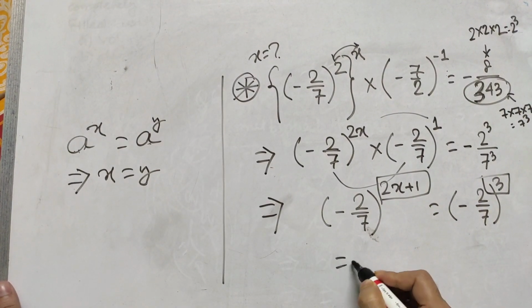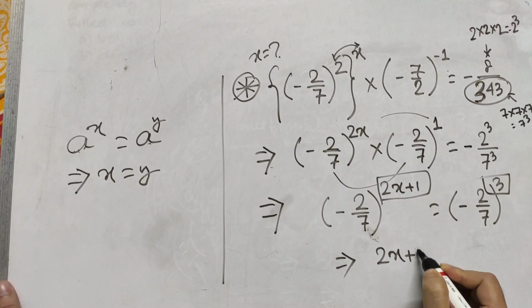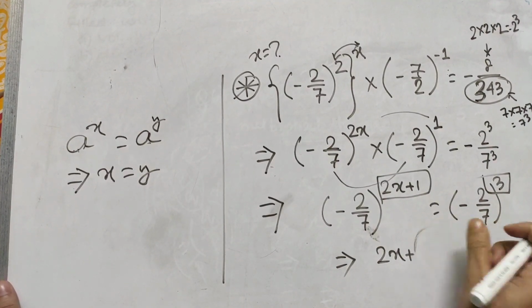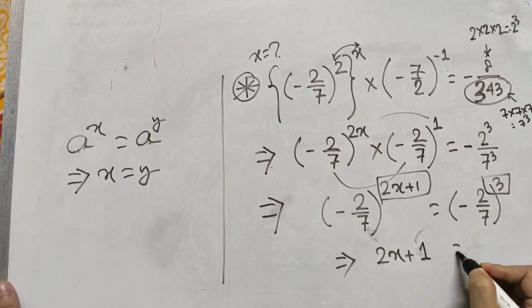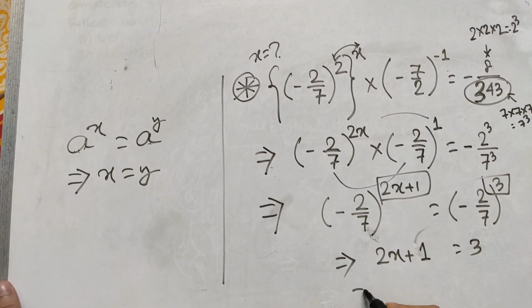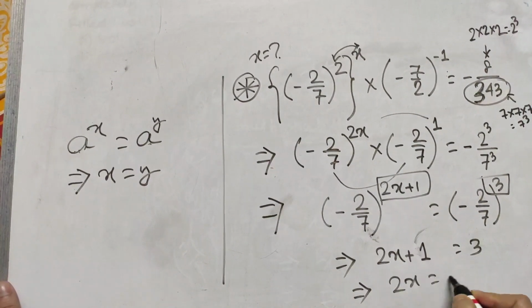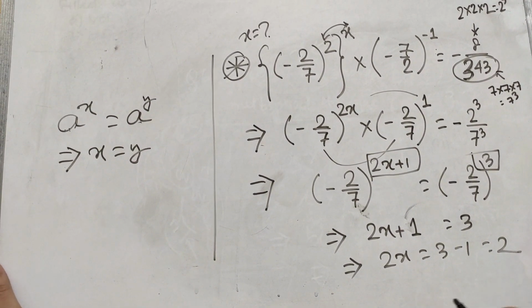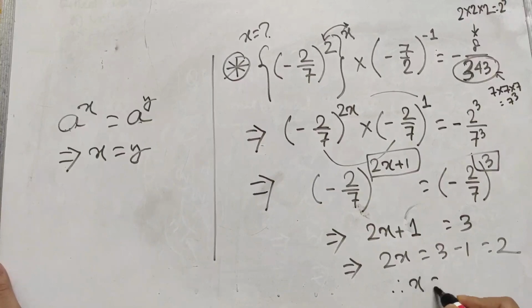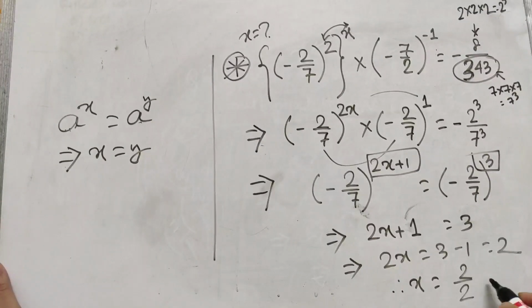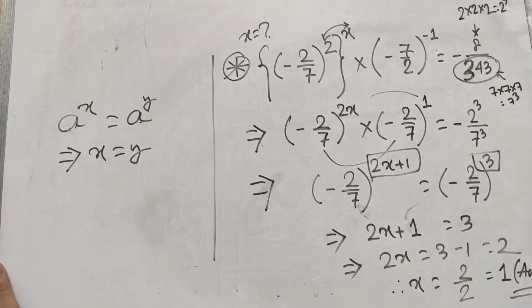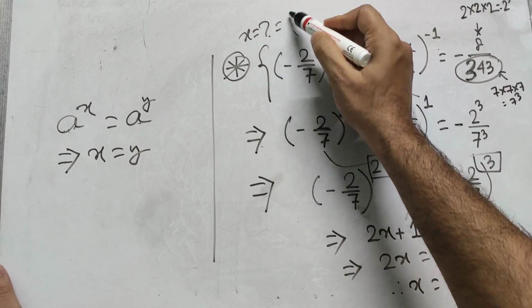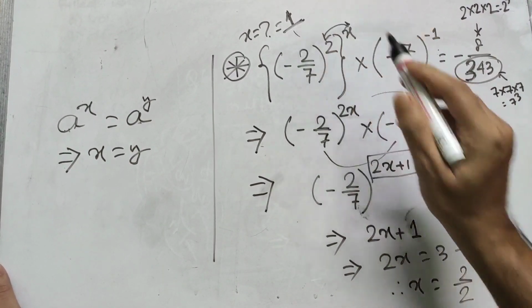That means we can write 2x plus 1 equals 3. Then 2x equals 3 minus 1, which is 2, right? And x equals 2 by 2 equals 1. So this is our final answer, right? So the value of x is going to be 1.